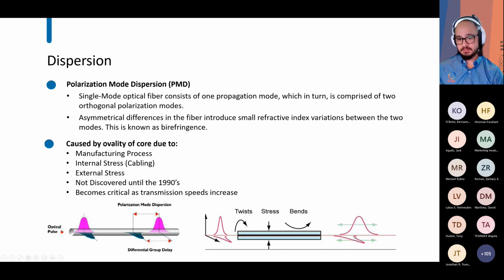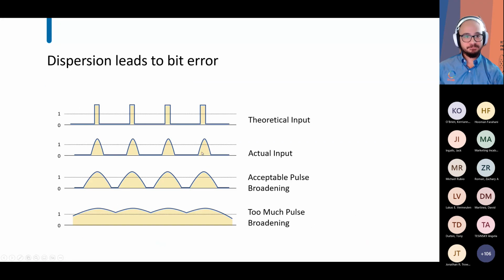and it's different from its partner, and this causes issues with the data. So dispersion in general leads to bit error, and so this top one here is what your theoretical input would look like. So 0, 1, 0, 1, 0, 1, and then this is what it looks like in the real world. So it's not perfectly squared off.